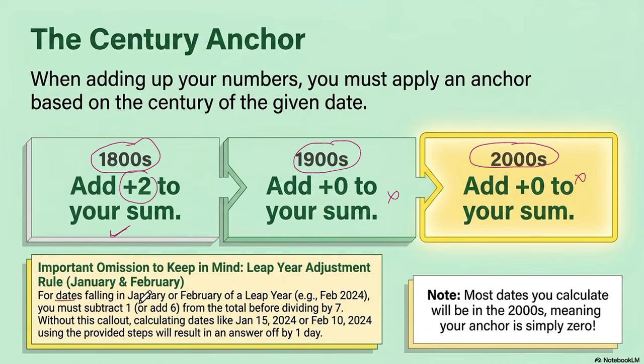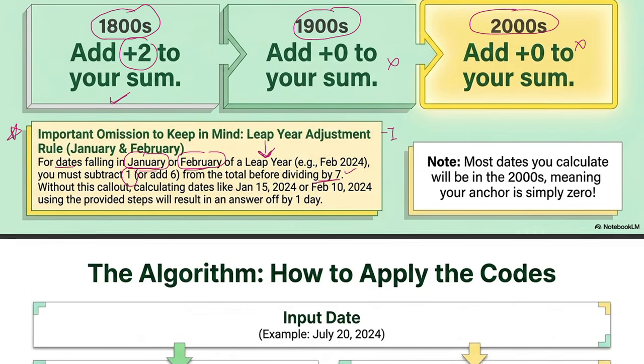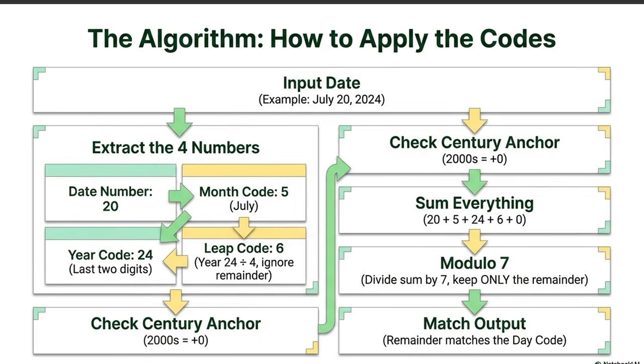Whenever your date is falling in January or February, this is a very important point. If the date is in January or February and that year is a leap year, in that case you have to subtract 1 from your sum before dividing by 7. Okay, you have to subtract 1 in the sum before dividing by 7. So let's start with an example of how it works.